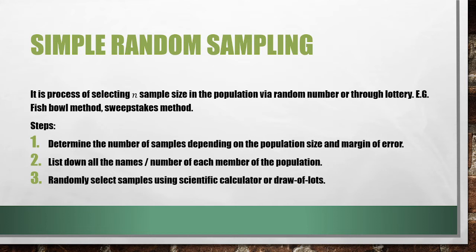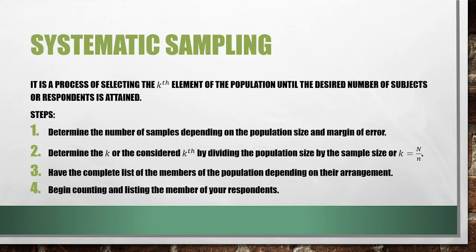Okay? Hopefully, nakakasabay pa. And for the next random sampling technique, we have systematic sampling. It is a process of selecting the kth element of the population using the desired number of subjects or respondents as a basis. This is just easy. Another easy way of selecting samples. So you first determine the number of samples depending on the population size and margin of error, again using Slovin's formula. Then determine the k by dividing the population size by the sample size.